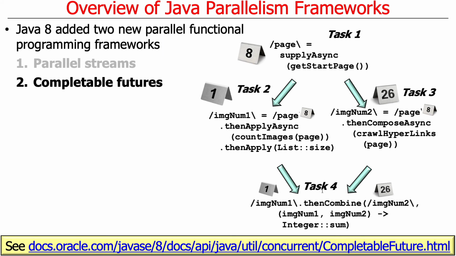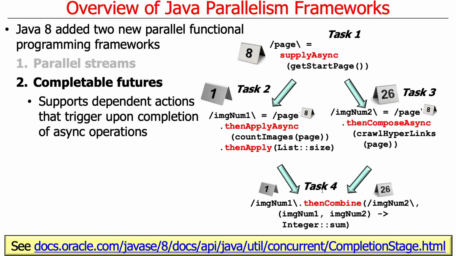The second model that we're going to talk about, and you'll get a chance to play around with, is called completable futures. Completable futures are basically a way of supporting dependent actions that are triggered upon the completion of async operations. What the heck does that mean? Well, let's take a look at a simple example.